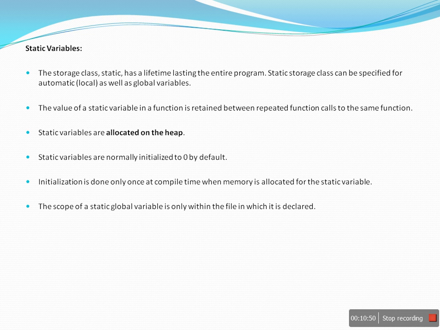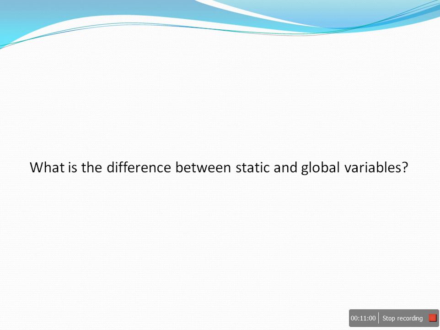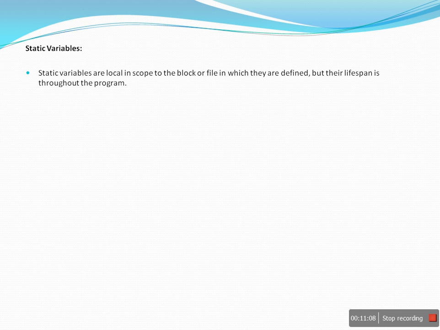The scope of a static global variable is only within the file in which it is declared. So these are the basic properties of static variables. Now, what is the difference between static and global variables? Static variables are local in scope to the block or file in which they are defined, but their lifespan is throughout the program.